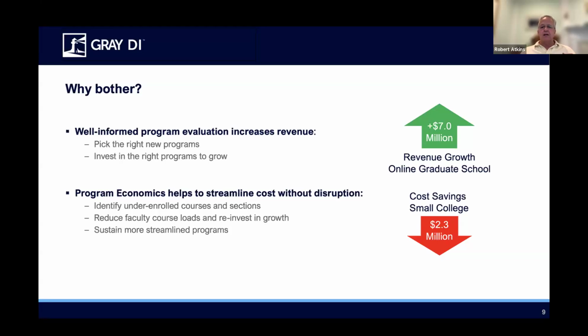We would advocate that you need to take those savings, if you need to achieve them, and invest them in growth, because that's really where the money is in this process, is finding programs and other opportunities to grow. That's where you can find really millions and millions of dollars. Typically, the cost savings can be much more modest.